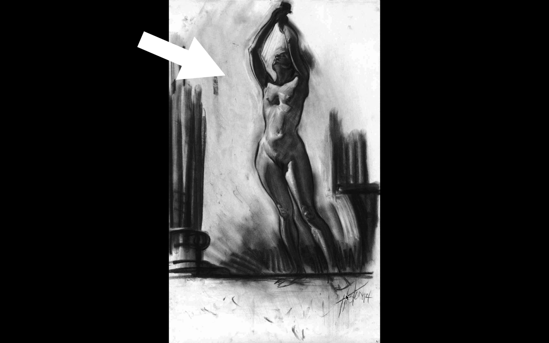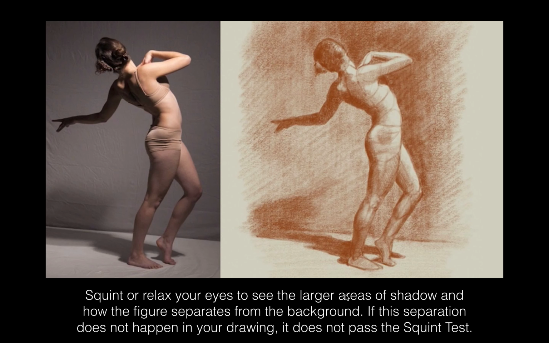Okay, one of the tricks I use a lot when I'm trying to figure out where my core shadows and where my light is coming from, and also how my figure and my background are going to relate to each other, is to either squint or relax your eyes, maybe even cross your eyes a little bit as you're looking at either the photograph or the model in front of you, and you'll start to see the larger areas of the shadows become more pronounced, and then also the figure will start to separate from the background.